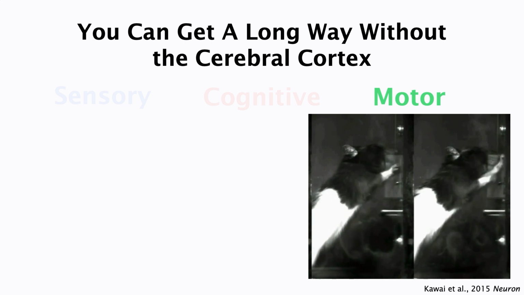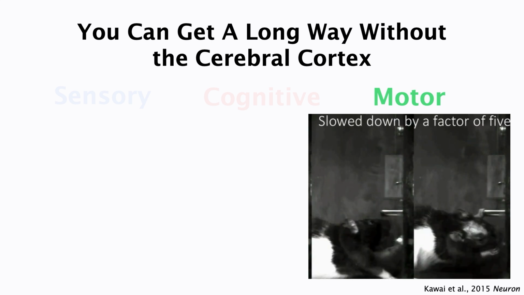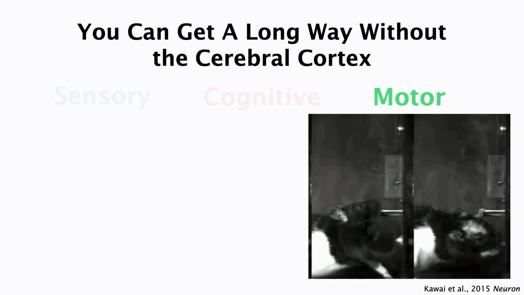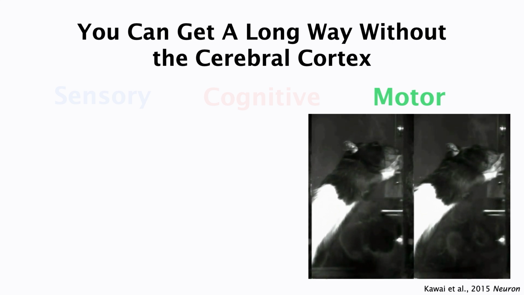Here in the motor system, here's a couple of rats performing a complex sequence task to get a reward. And the thing that's really interesting about these rats is that the one on the right has had its motor cortex removed.